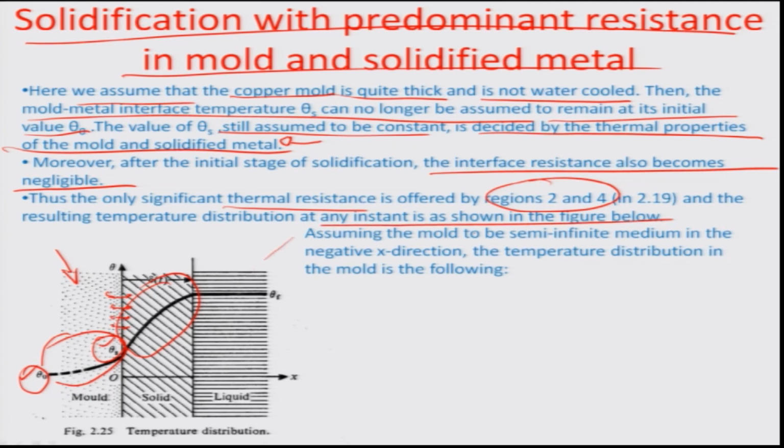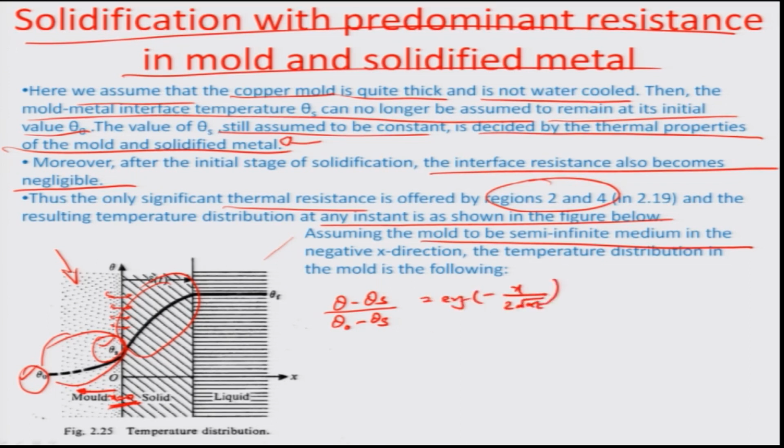So, assuming the mold to be a semi infinite medium in the negative x direction, this mold starts from x equal to 0 at the interface or the face of the mold and goes all the way to the other end or the atmosphere end. So, it is the negative x direction. The temperature distribution can again be written down as theta minus theta s divided by theta 0 minus theta s equals the error function of minus x by twice root of alpha t.